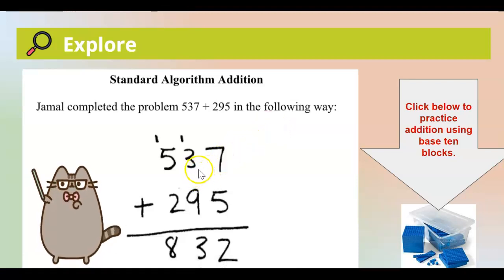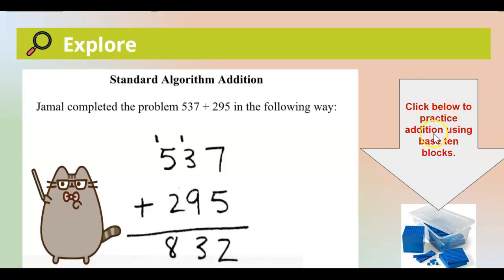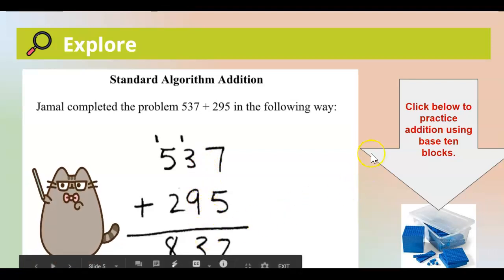Now we're going to practice a little bit using base 10 blocks. Over on the right side of our screen, you'll see I've got "click below to practice addition using base 10 blocks." We're going to practice with the same numbers here, 537 plus 295. Go ahead and write this problem in your notebook, and also write the answer down in your notebook.